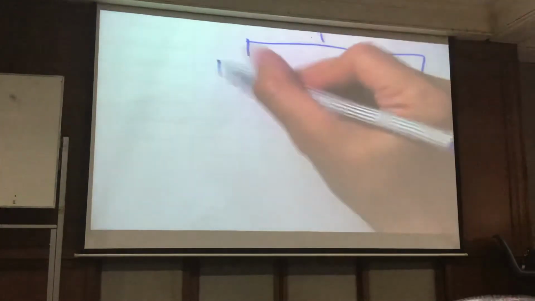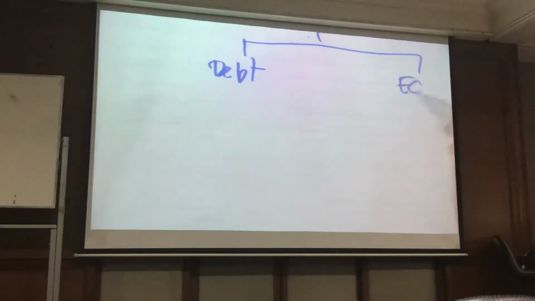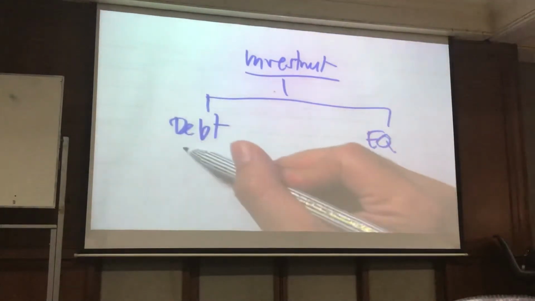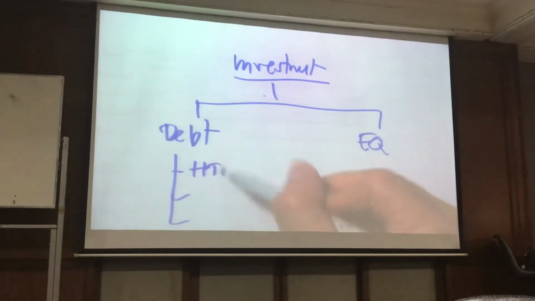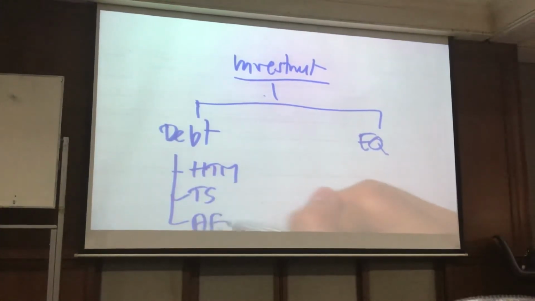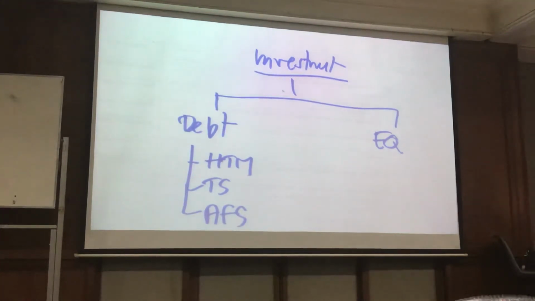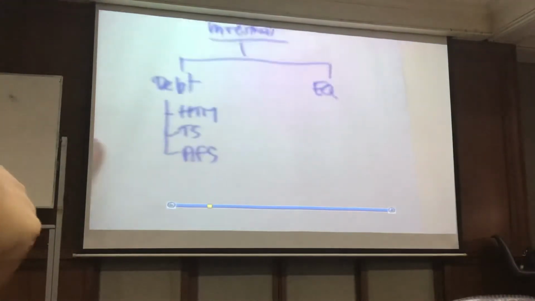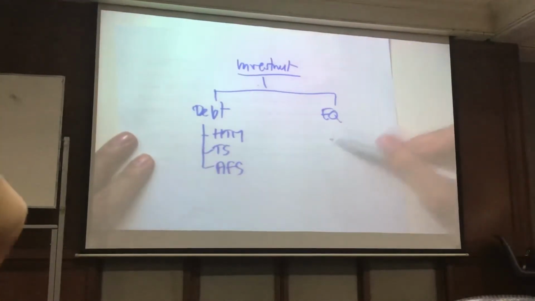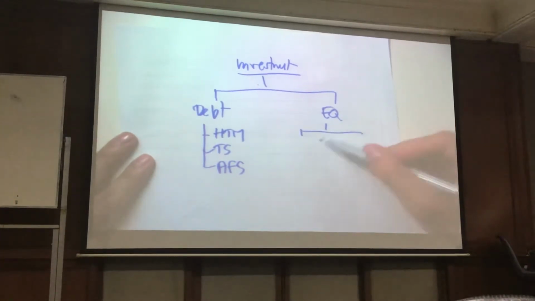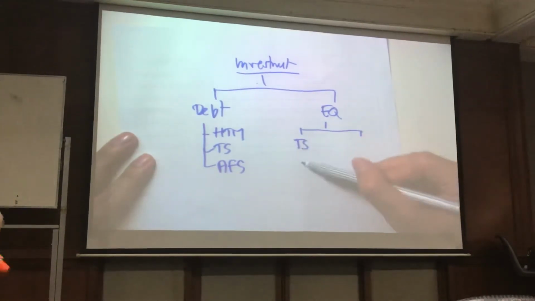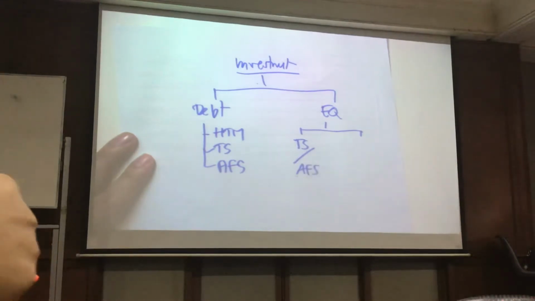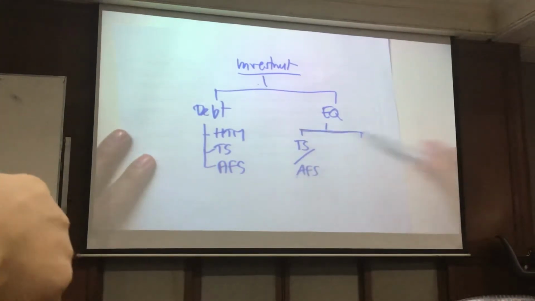So we break it down into two parts: investment. You treat them as debt or equity, right? In terms of debt, you break it down into like held to maturity, TS or AFS. But for equity securities, no held to maturity. But it's time to think about, well, should we treat them as trading or available for sales? It depends on your purpose, right?